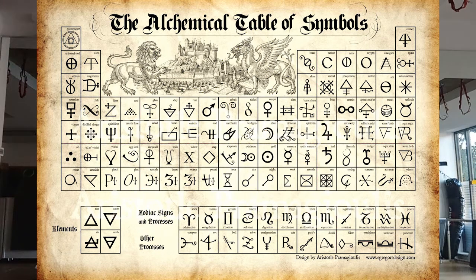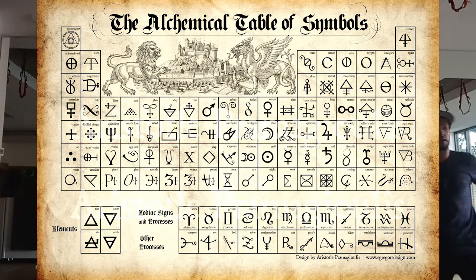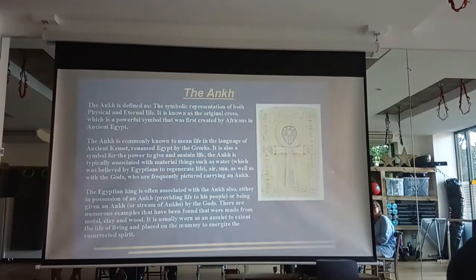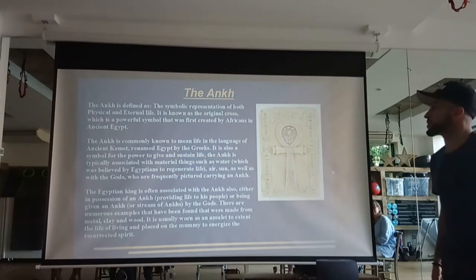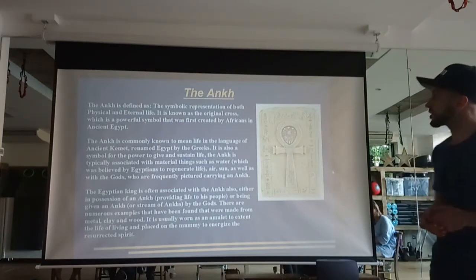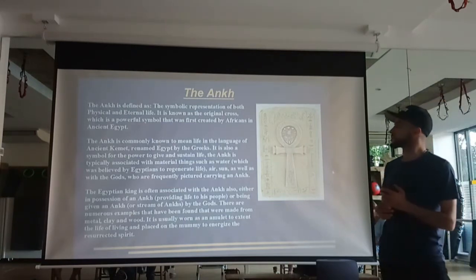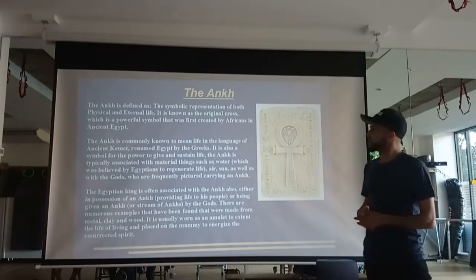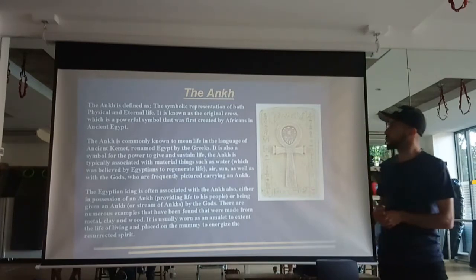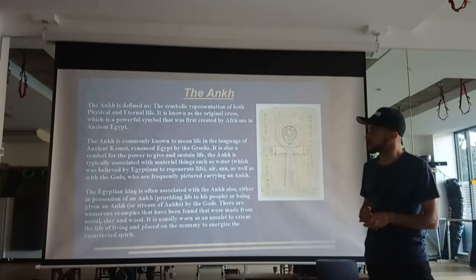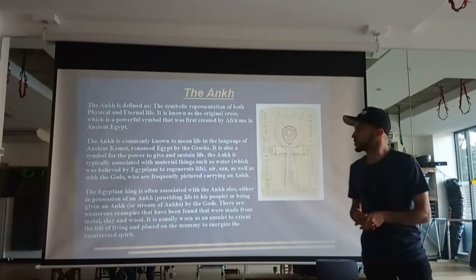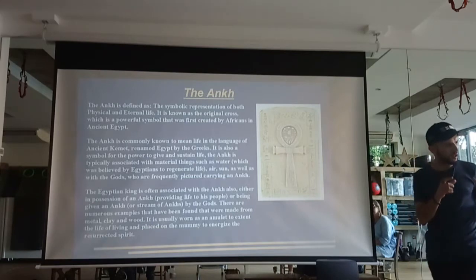The cross, as you know, has been around for a very long time. It predates Christianity. It's much older. The Celts have used it, and we're just going to go into one of the more ancient symbolic representations of the Ankh. The Ankh is defined as the symbolic representation of both physical and eternal life, according to the Egyptians. It is known as the original cross, a powerful symbol that was first created by Africans in ancient Egypt. The Ankh is commonly known to mean life in the language of ancient Kemet, because Kemet was the actual name for Egypt.